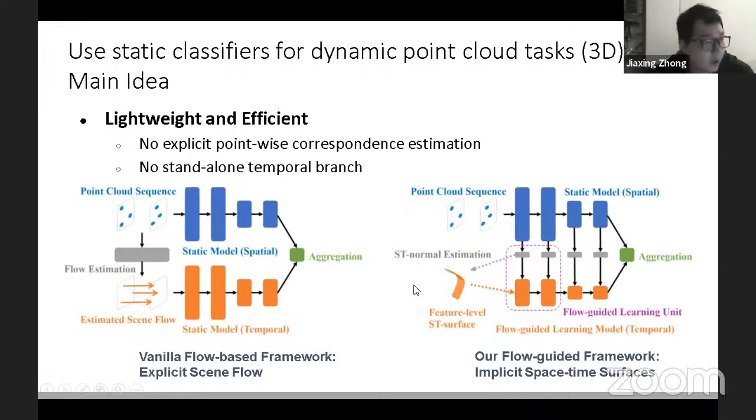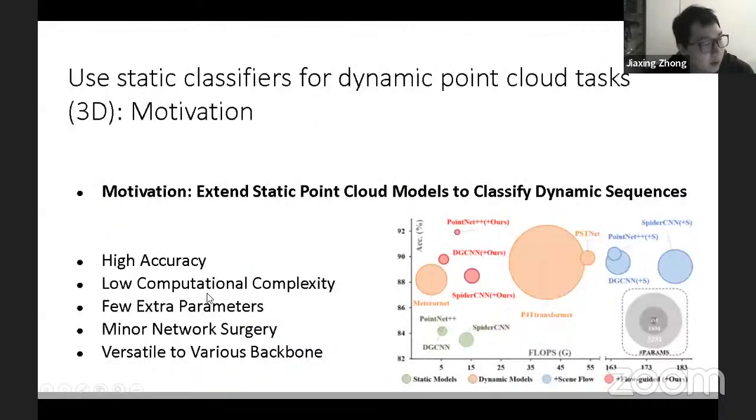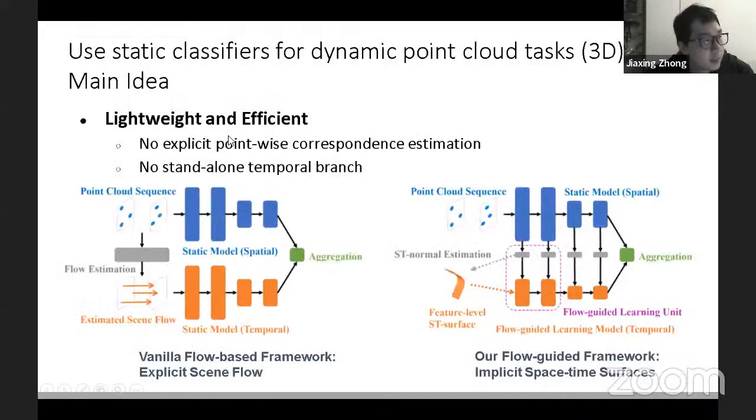Let's look at our main idea. What are we trying to implement? To make the model have low computational complexity and few extra parameters, we mainly make two improvements to make the model more lightweight and efficient.